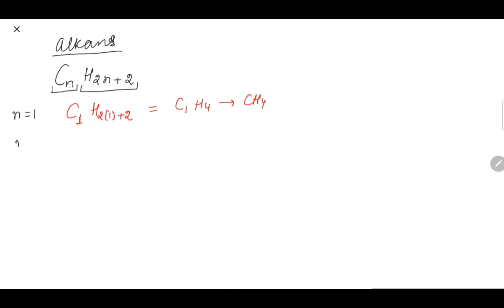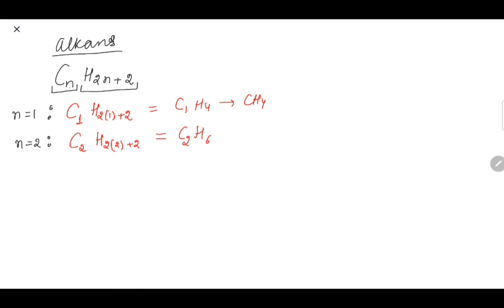Similarly, if I put n equals 2 in the formula, what do I get to see? C2, and in place of n in the hydrogen part, I also place 2, because I've assumed that n is 2. So 2 times 2 plus 2. Everything else remains the same, but just in place of n, I am changing the values. So that would be C2H6, because the BODMAS rule says do the multiplication first and then add 2.